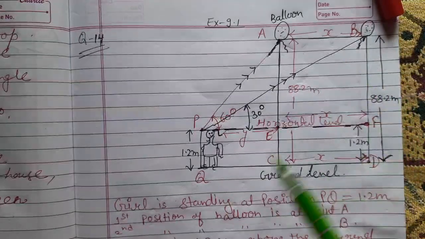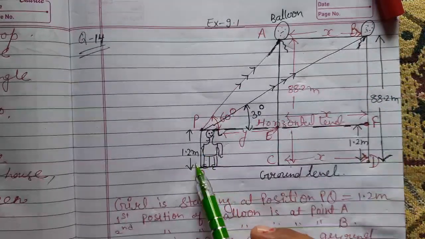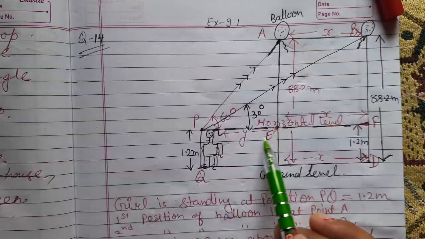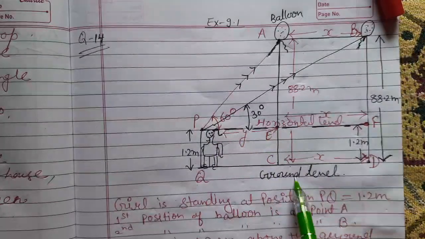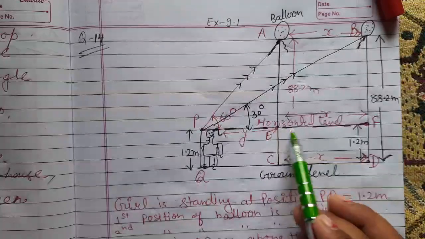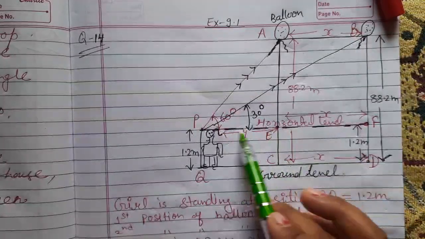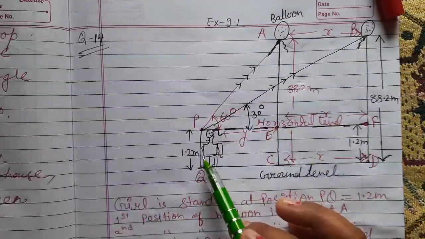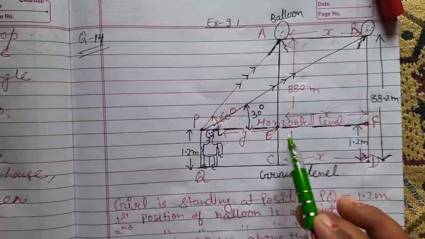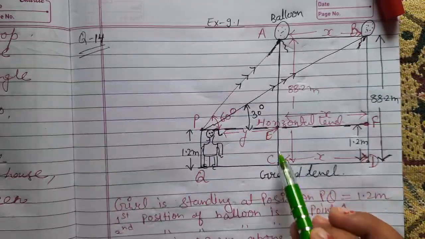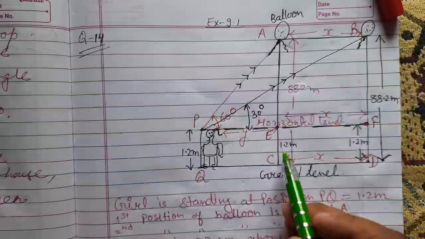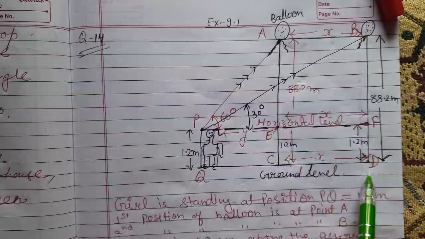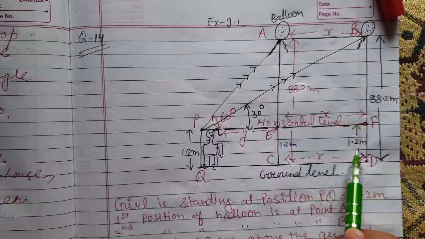Now the height of the girl is 1.2 meter. So we have drawn the horizontal level. This is the ground level, and we have drawn the horizontal level at the height of the girl. So this is 1.2 meter. So EC will be equal to 1.2 meter, and the same FD will be 1.2 meter.